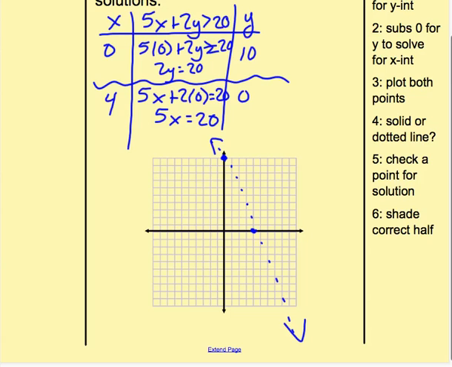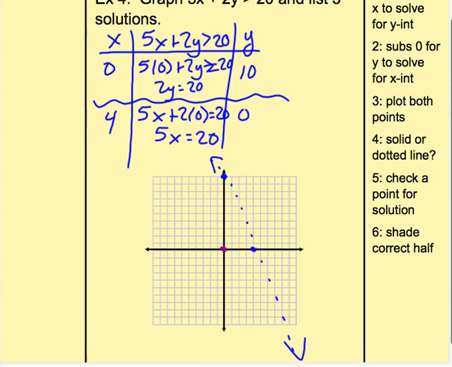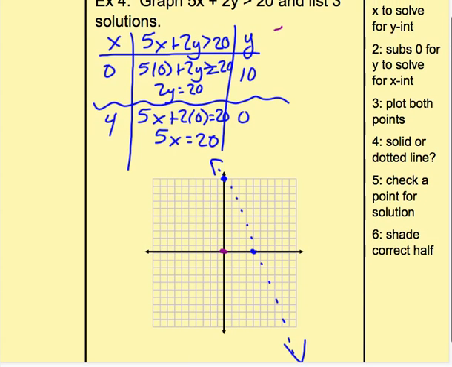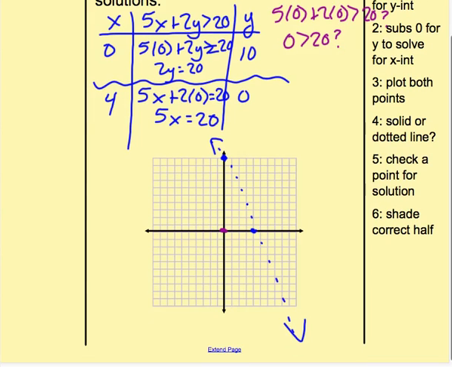Check a point for a solution. Again, ours does not go through 0, 0, which is always nice. So substituting 0, 0 into our equation, is 5 times 0 plus 2 times 0 greater than 20, or is 0 greater than 20? And this time the answer is no. So we do not shade 0, 0. We shade the other side of the line.